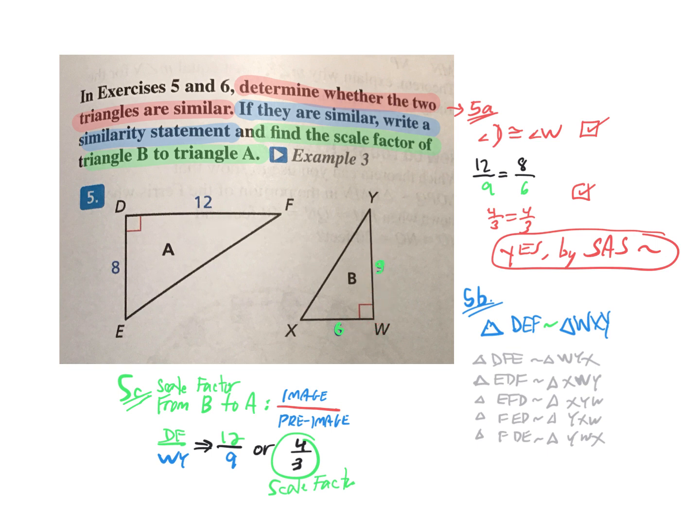And we're going from B to A. So we're moving from this triangle to this triangle. So it's the image that goes on top. So 12 on top, 9 on the bottom. We also could have done 8 on top and 6 on the bottom. And that also would have reduced to 4/3. That's how we find the scale factor.